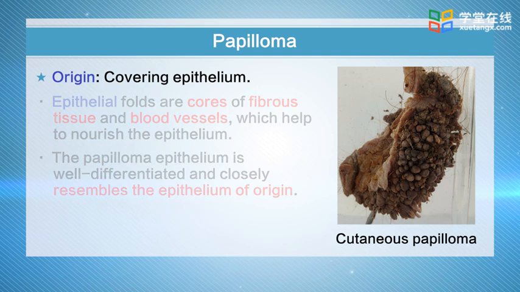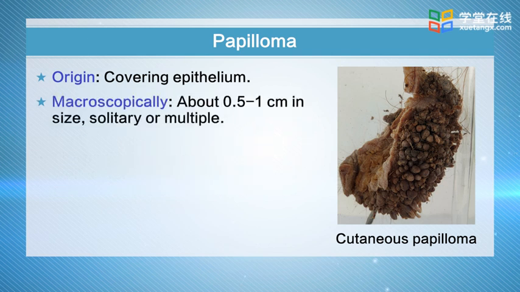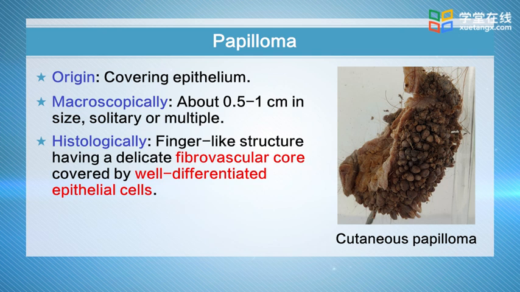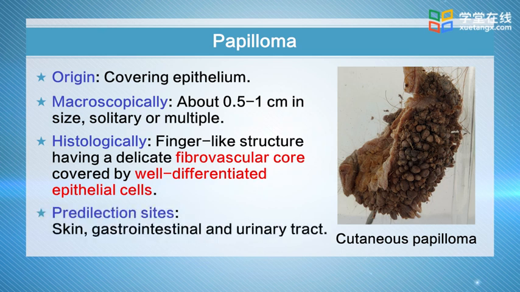To the naked eye, they are usually small in size, solitary or multiple. Histologically, there are fibrovascular cords corresponding to the macroscopic finger-like fronds. They can arise on the skin surface or on the luminal surfaces of the visceral organ system, such as the gastrointestinal tract, respiratory tract, or urinary tract.